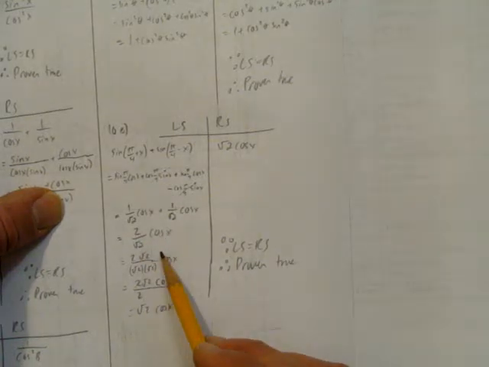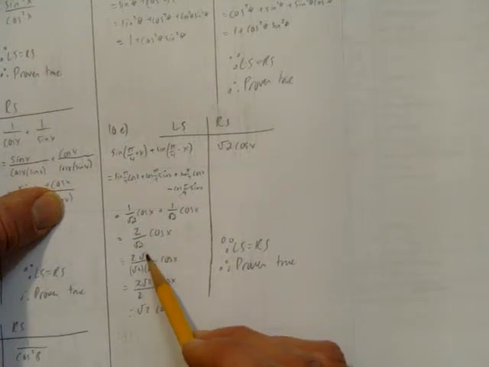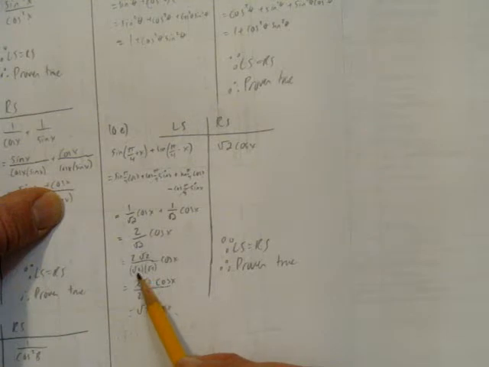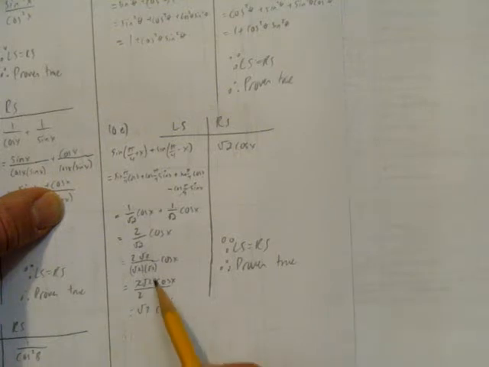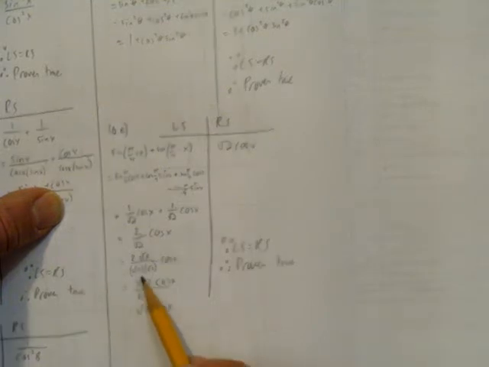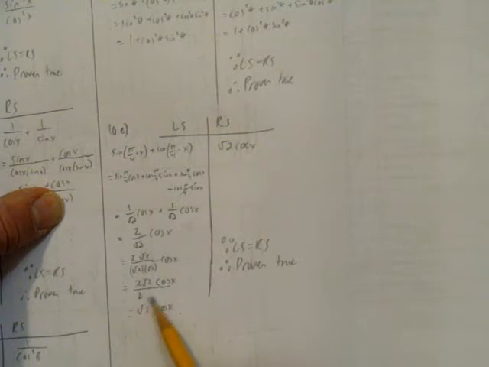And then what I did was I multiplied the top by root 2 and the bottom by root 2. So you get 2 root 2 over root 2 root 2. Well, root 2 times root 2 gives you 2. And that's good because then on the top and bottom they cancel out. The 2 and 2 cancel out, and you're just left with root 2 cos x.